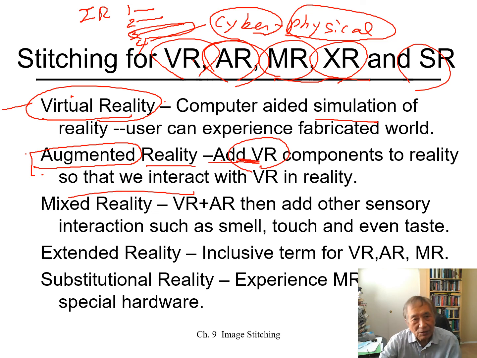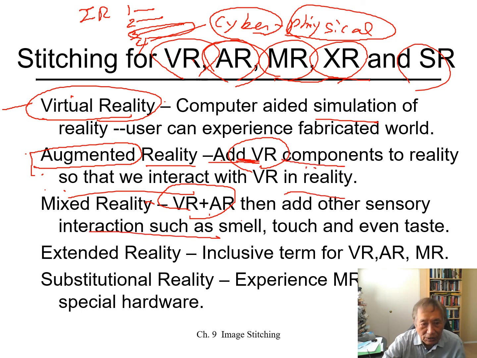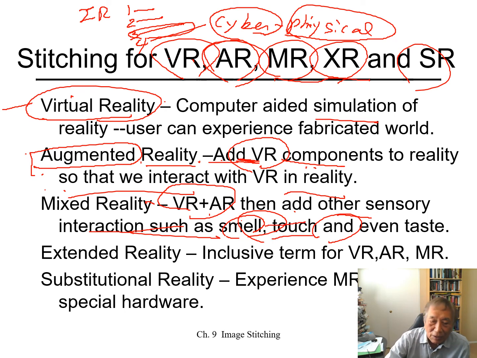So a physical part might be added. Then mixed reality is virtual reality and AR plus other sensory interaction. In AR, all you see is images. But what if there's a sound coming up, and you can have a smell, and you can even taste it or touch it? So it is much like your experience working with certain products.